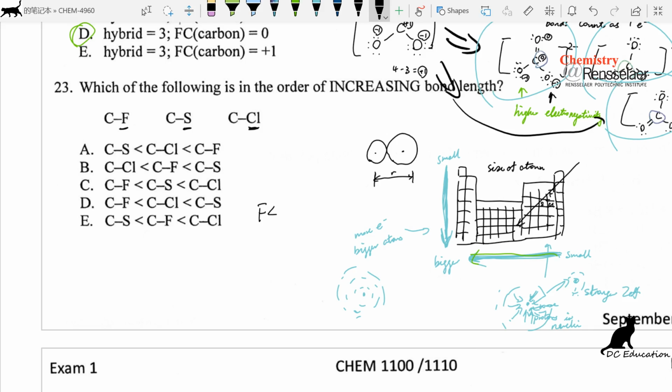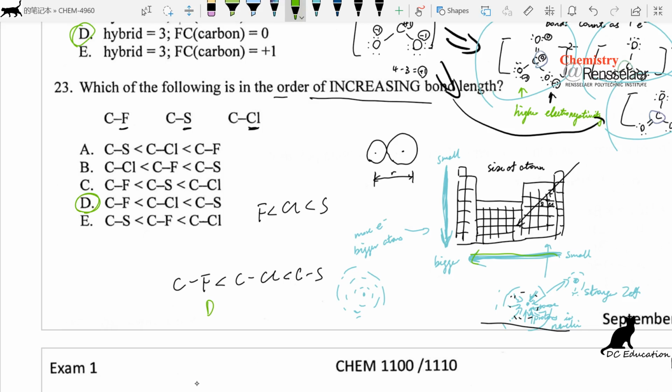According to this rule, chlorine will have more protons in the nucleus and a stronger effective nuclear charge, and attracts the electrons to be smaller than sulfur. So I'm sorry, it's chlorine and then sulfur. That's why the order of increasing bond length will be carbon fluorine bond, smaller than a carbon chlorine bond, smaller than a carbon sulfur bond, which gives us answer D over here.